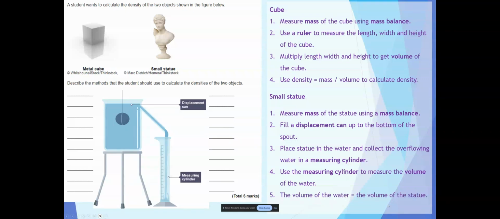The volume of the water is the volume of the statue, okay? Because the statue replaces the water, and the water can change shape in the measuring cylinder, and it gives you a really accurate measurement of the volume. Then you use density equals mass divided by volume to work out the density. You've got the mass from the first step, and then you've got the volume from displacing the water.